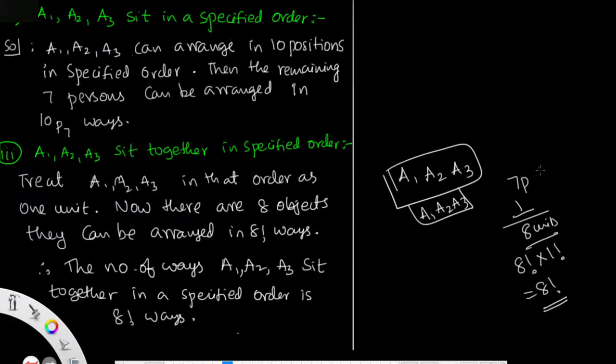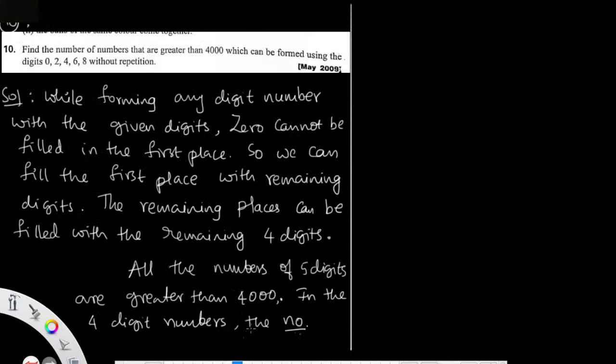Now there are how many remaining? 3 will go, meaning 7. 7 plus this 1 unit, total 8 units will occur. These 8 units can be arranged in 8 factorial. A1, A2, A3 is always in the same manner. So that is why in only one way they can be done. So total number of ways is 8 factorial. This is question number 8. So next go to question number 9, 10.